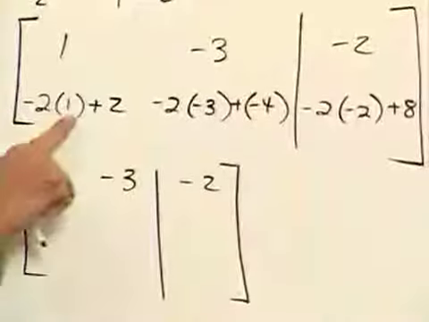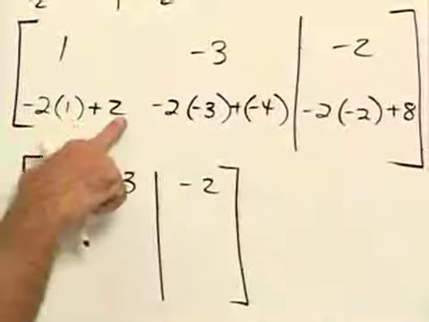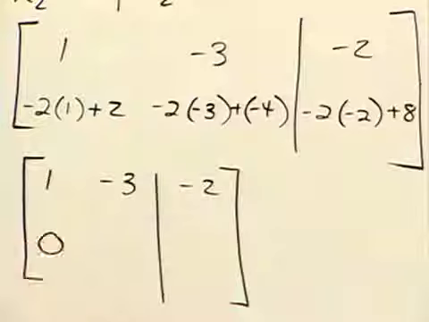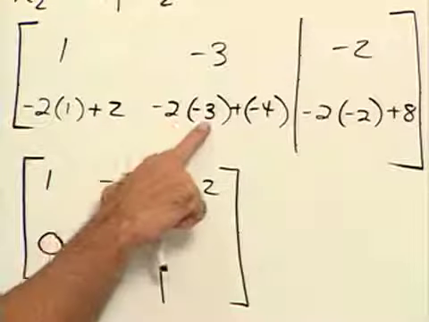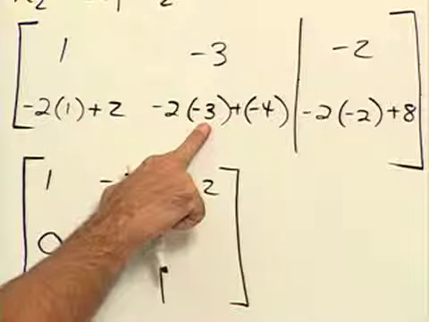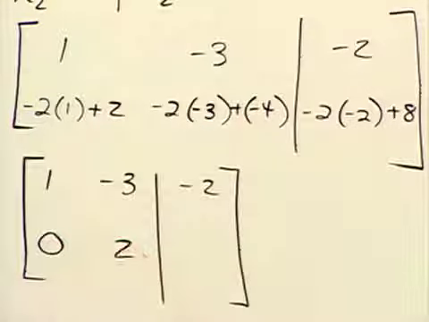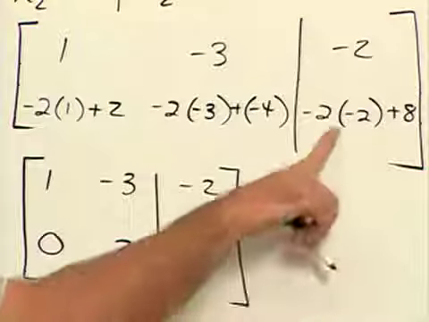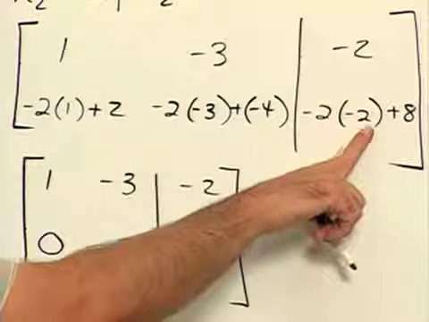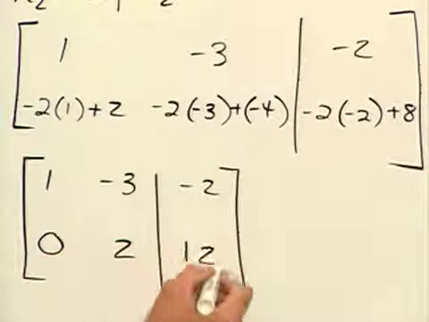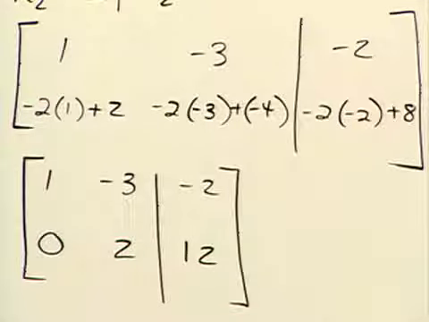So -2 times 1 is -2, plus 2 is 0. -2 times -3 is +6, minus 4 is 2. And lastly, -2 times -2 is +4, plus 8 is 12. So this is our new matrix performing the row operation illustrated at the beginning of the problem.